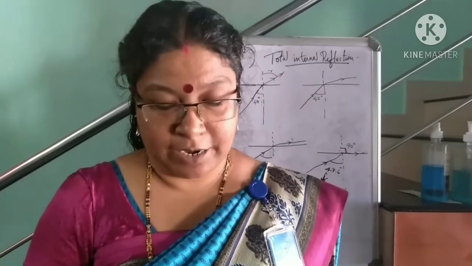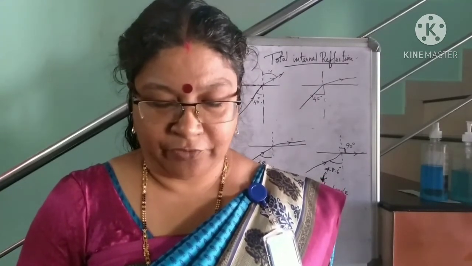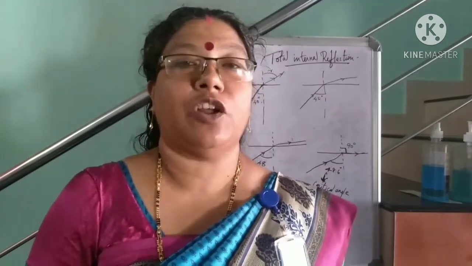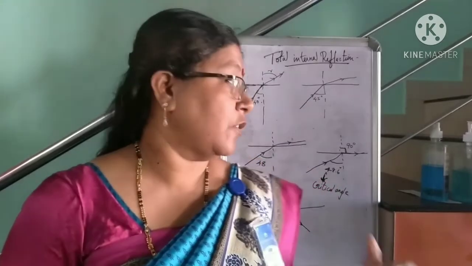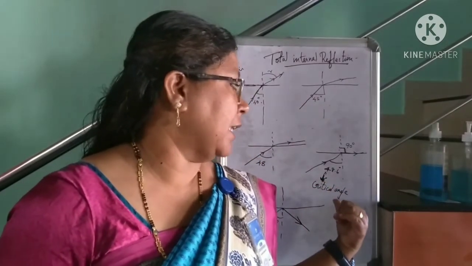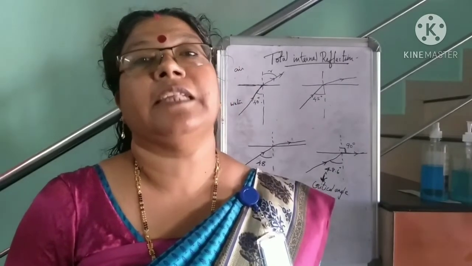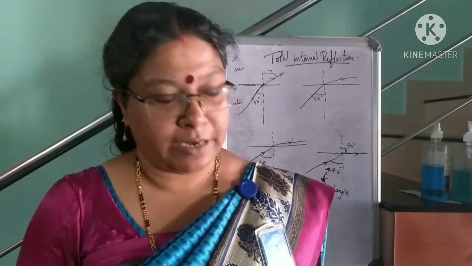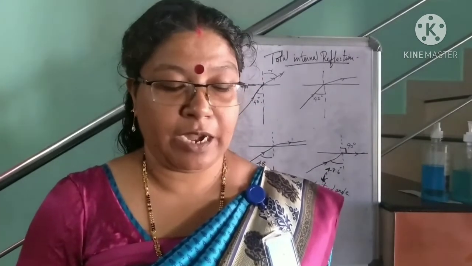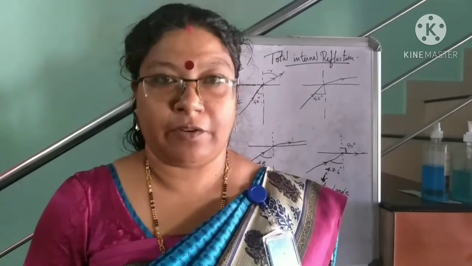So total internal reflection we have studied. Now there are certain figures given there. Identify the total internal reflection in that figure. So in the case of water, the critical angle is 48.6 degrees, and in the case of glass, the critical angle is 42 degrees. Now there is another important question on page number 114. Find out the practical applications of total internal reflection.